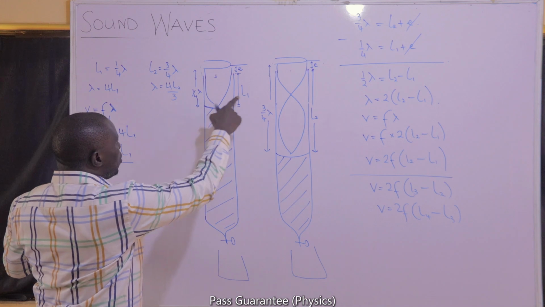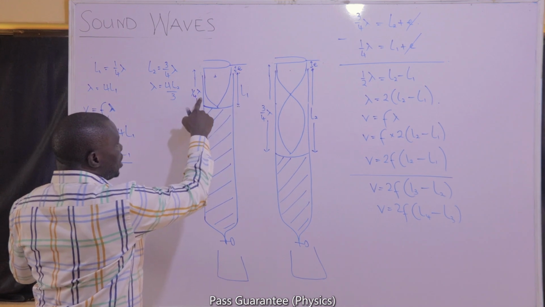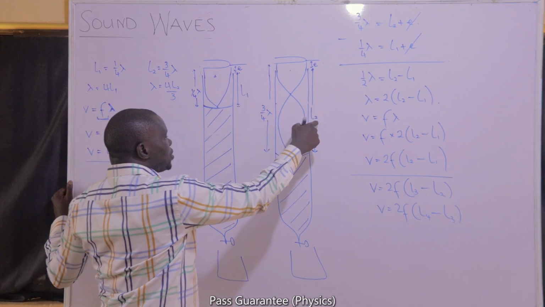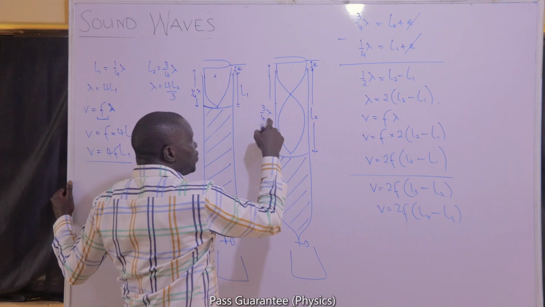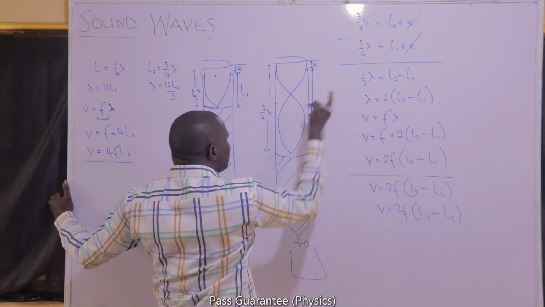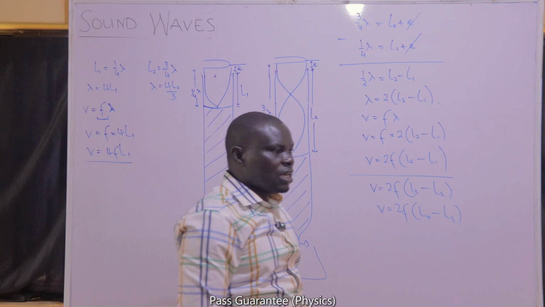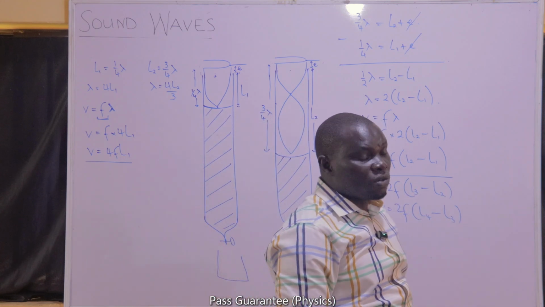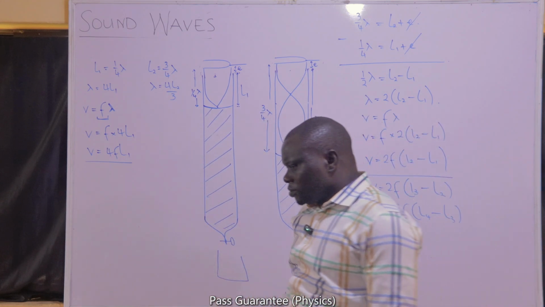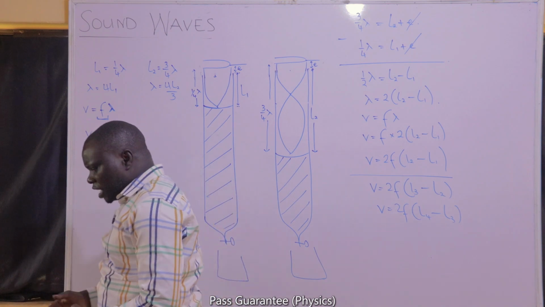For example, if my L1 is 1 over 4 wavelength, my second resonance position L2 will be 3 over 4 wavelength. My third resonance position will be in that same order. That will be 5 over 4 wavelength. And my next resonance position will be 7 over 4 wavelength. So with that, we have come to the end of the calculation.